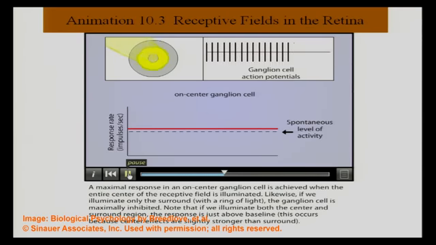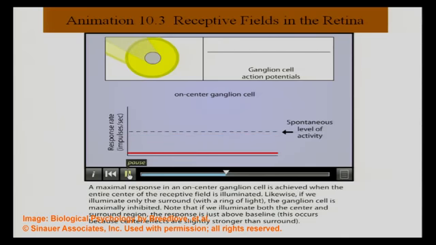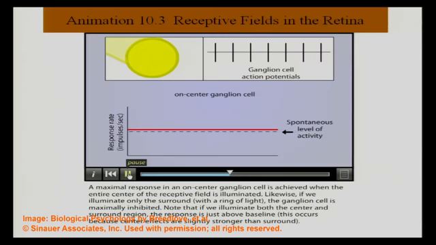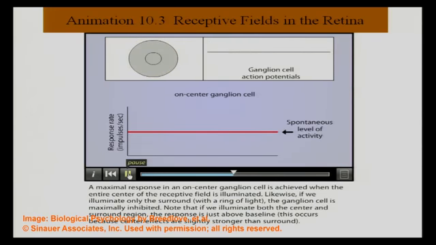Likewise, if we illuminate only the surround with a ring of light, the ganglion cell is maximally inhibited. Note that if we illuminate both the center and surround region, the response is just above baseline. This occurs because center effects are slightly stronger than surround.